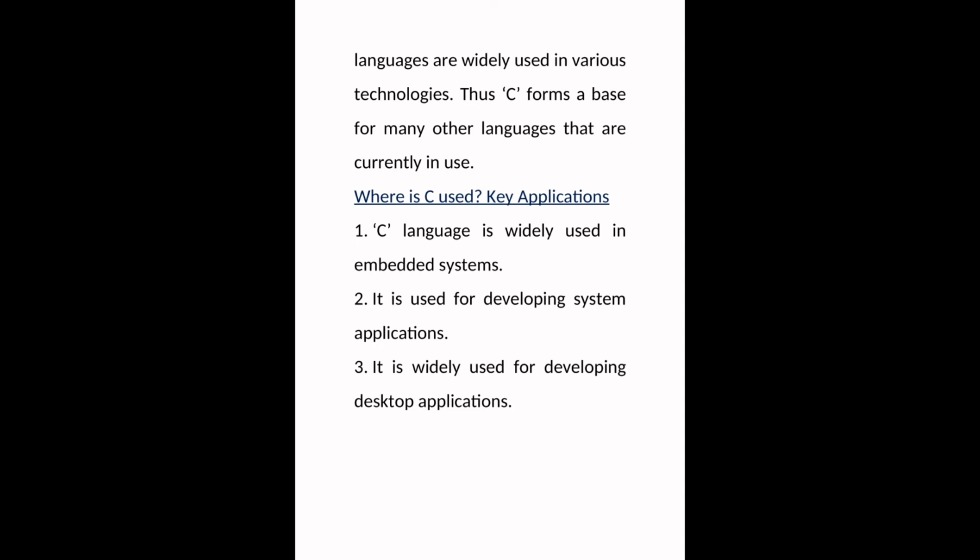Where is C used? Key applications. First, the C language is widely used in embedded systems. An embedded system is a computer system which includes a computer processor, computer memory and computer chips.